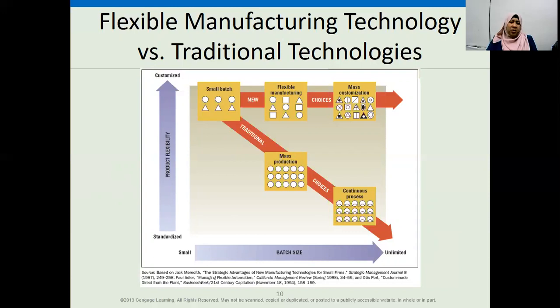We have product flexibility and batch size. The traditional approach is to start with a small batch and move to mass production and continuous process. But the new one right now is small batch going to flexible manufacturing and mass customization. See, this is the variety between flexible manufacturing technology and the traditional.